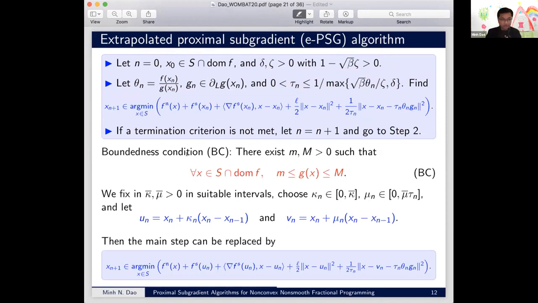Now, if we assume that the function g, the denominator, satisfies the bounded condition, it means that there exist m and capital M positive such that m ≤ g(x) ≤ M for all x in S intersected with the domain of f.